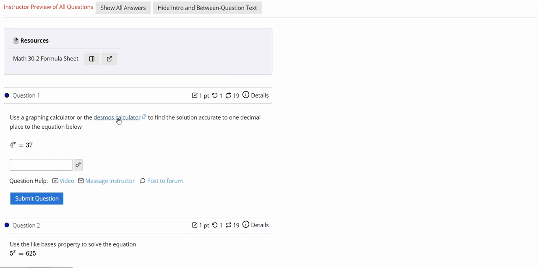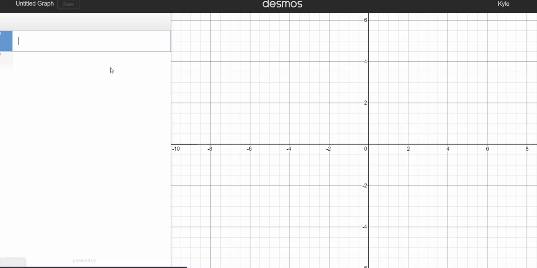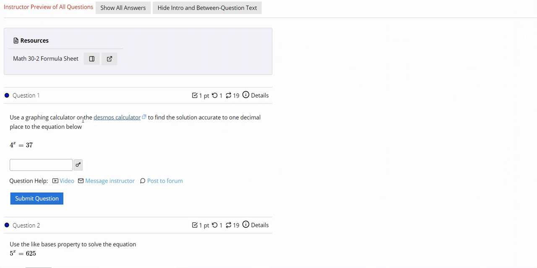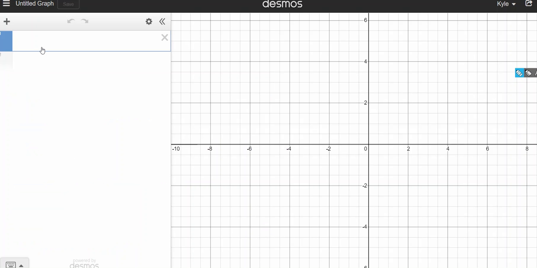Okay, but anyway, I'll show you on this one how that would work too. So if you go to this Desmos calculator, then what we want to do here is graph 4 to the power of x and then just 37. Because this side would be like my y1 and then this side would be like my y2, even though 37 is just a number. I'm still going to use that one. So here, let's type 4 to the power of x. So that'll be our first one.